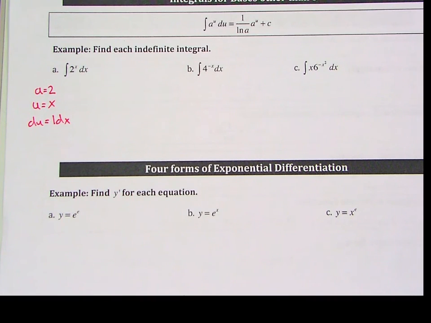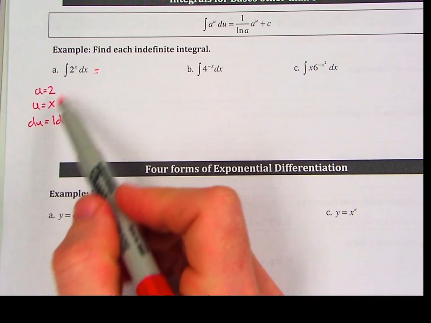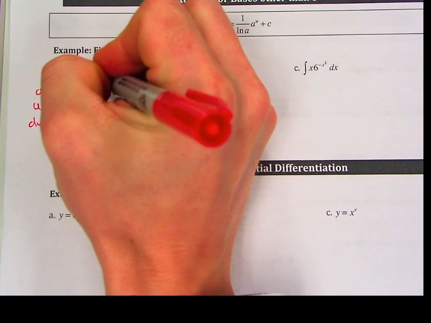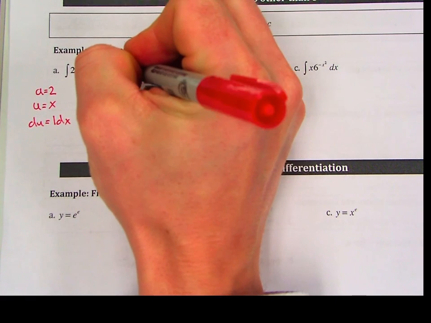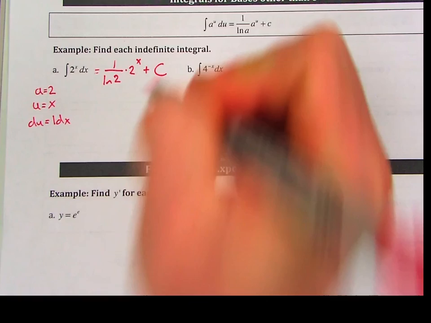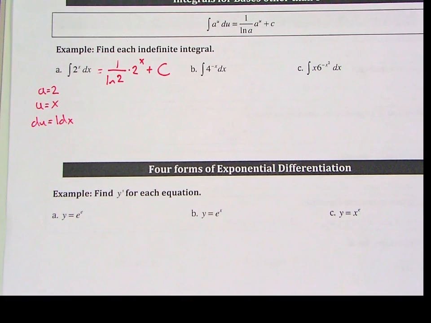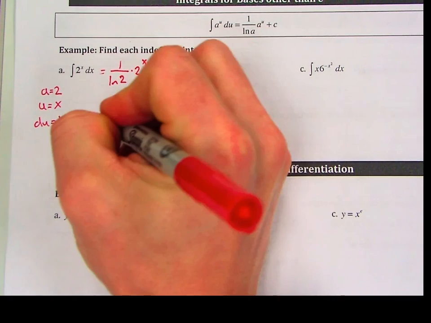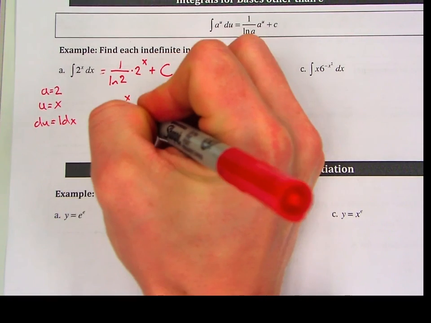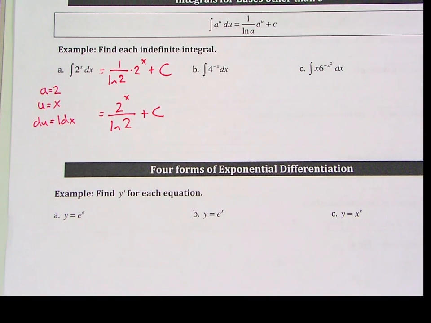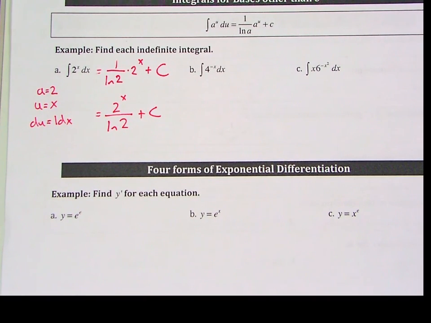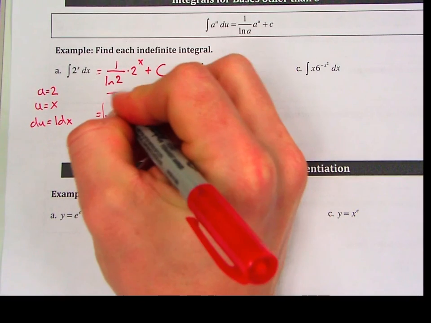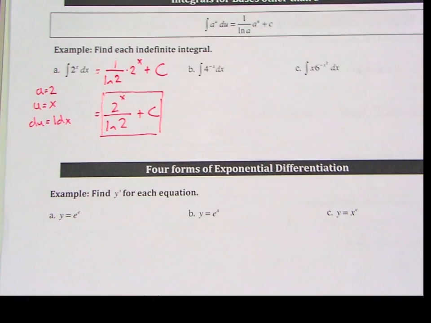Okay? So, in this case, we have 2 to the u du, and so this is just going to be 1 over natural log of 2 times 2 to the x power, and we have our plus c because we have our family of integrals that are going to work there, and then we'll just rewrite this as a single fraction. And there it is.